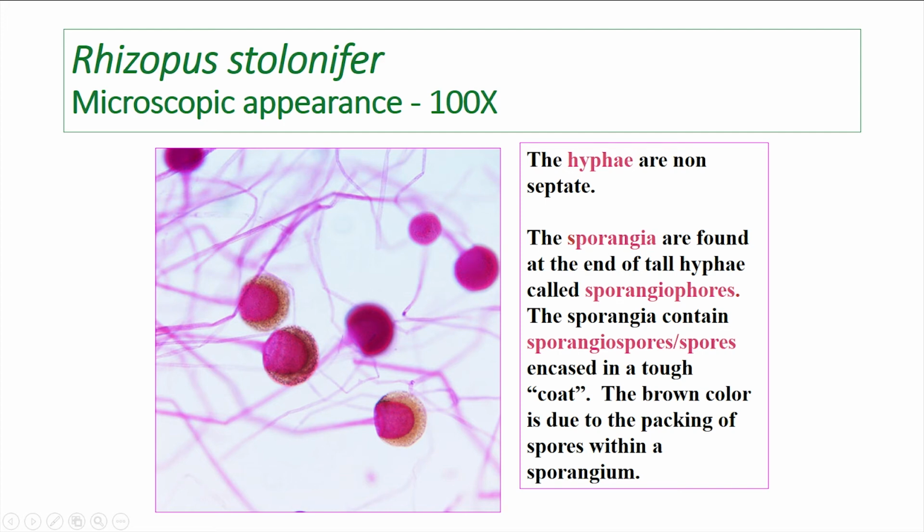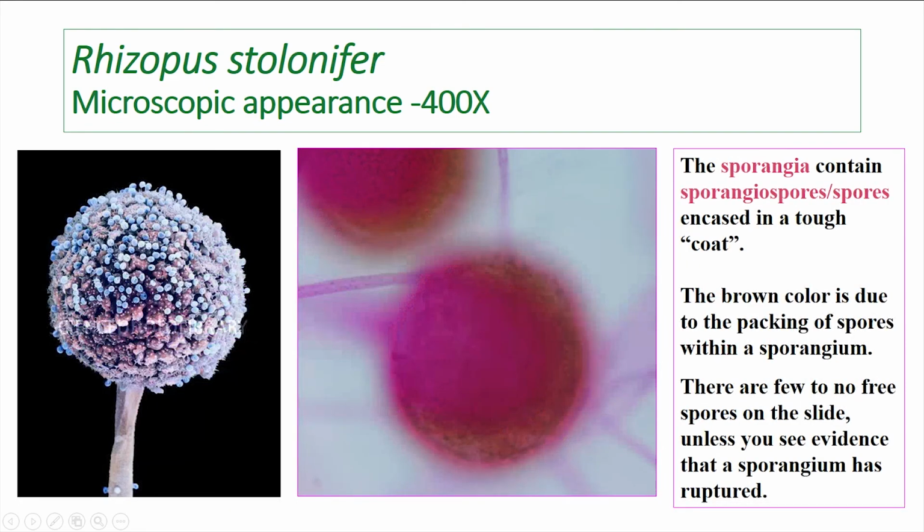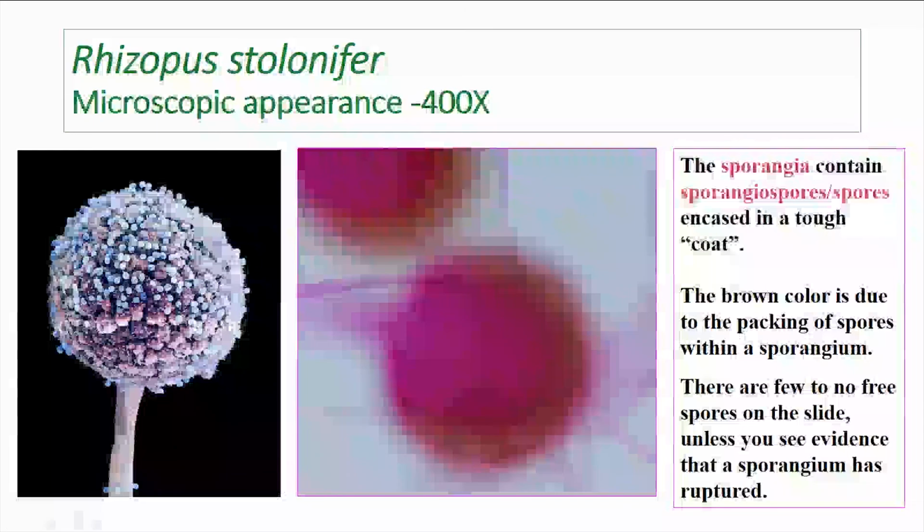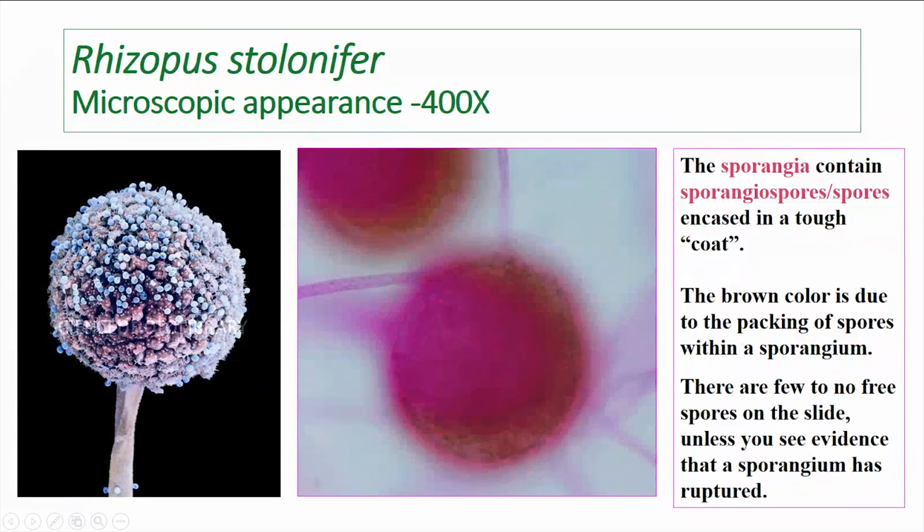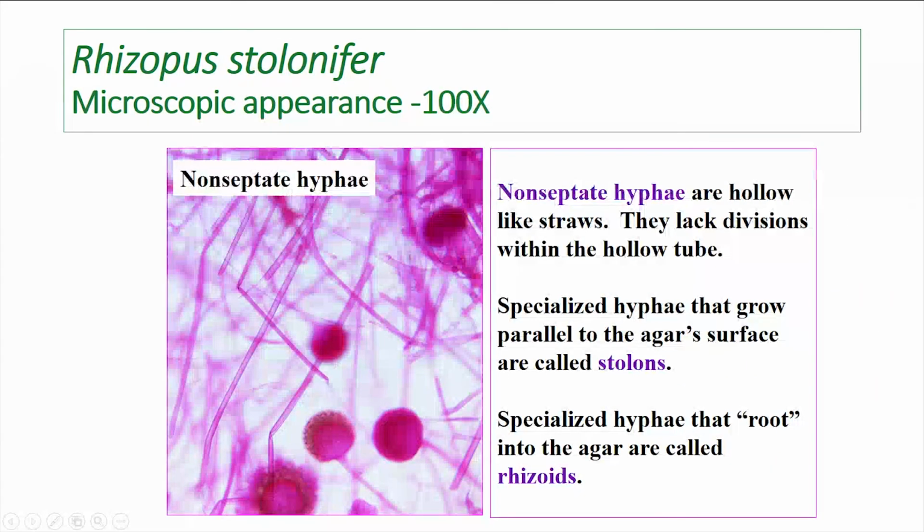Remember that the fun part about these ones is that this coat only releases spores when it gets damaged, and that way it can project the spores out into the environment. So it's very tightly packed, as you can see in this electron micrograph. And even under the slide, you can see it's very densely packed and it's got that brown texture to it. This one has non-septate hyphae, so you can see this hyphae is very smooth. It's straw-like, it doesn't have those tick marks.